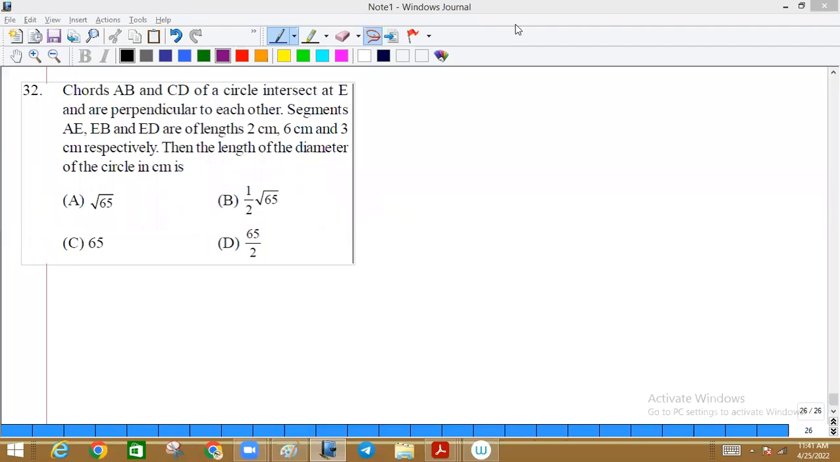The 32nd question. I'll read the question. Two chords AB and CD of a circle intersect at E and are perpendicular to each other. So you can imagine two chords AB and CD. They are perpendicular to each other and they intersect at E. Segments AE, EB, ED are of the lengths 2 centimeters, 6 centimeters, 3 centimeters, and 3 centimeters respectively. Then the length of the diameter of the circle in terms of centimeters.